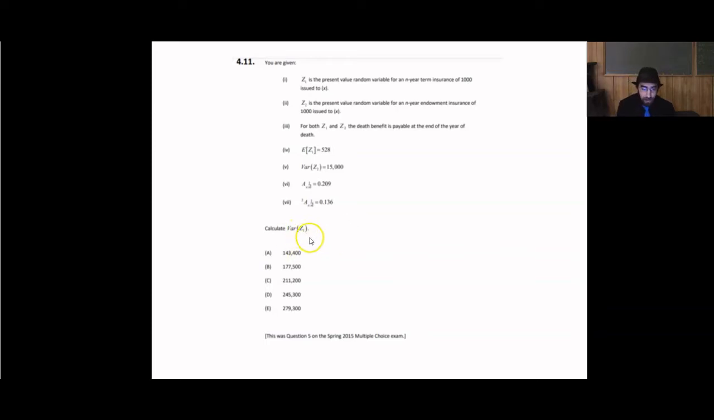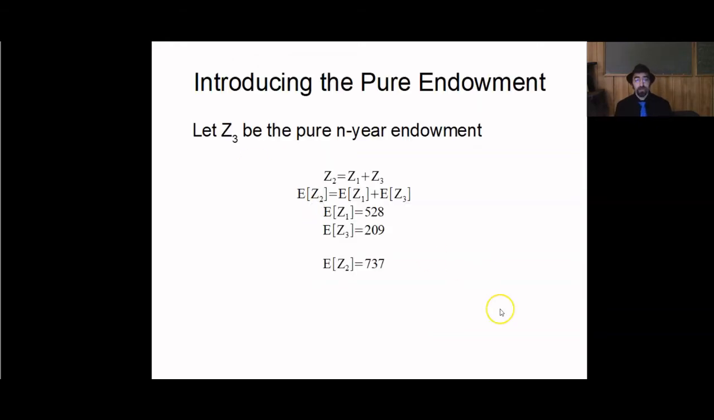And then it says calculate the variance of Z1, the term insurance. Since these last two relate to a pure endowment, I figured it's nice to give the pure endowment a name. I called it Z3. Z1, Z2, Z3. You'll notice that the endowment insurance Z2 is equal to a term insurance plus a pure endowment. So for any given life, Z2 is going to be Z1 plus Z3. So immediately one thing we could say is expectation of Z2 equals expectation of Z1 plus expectation of Z3.